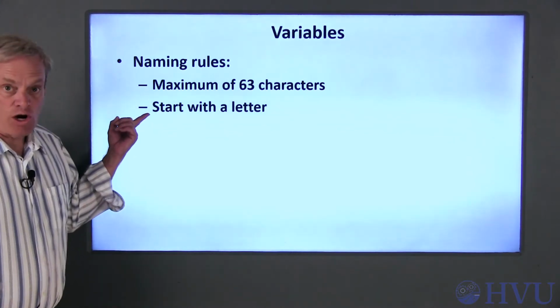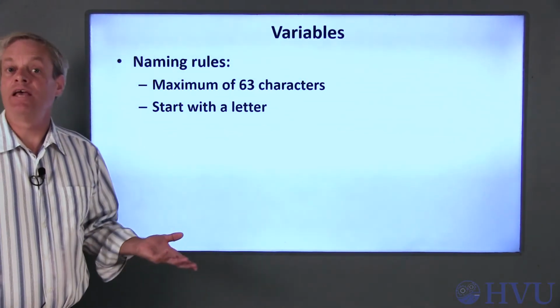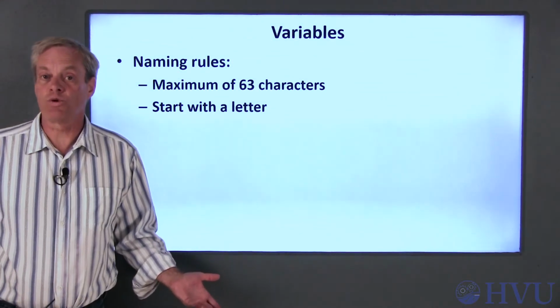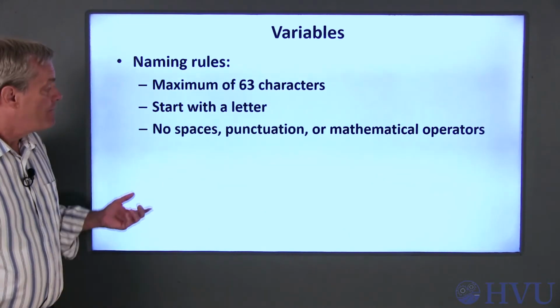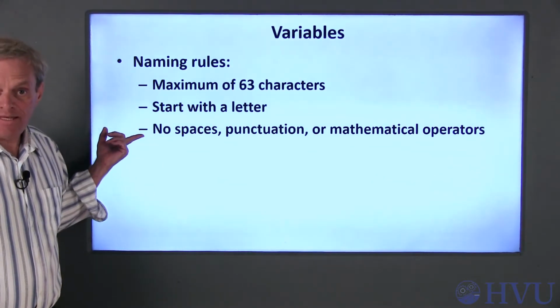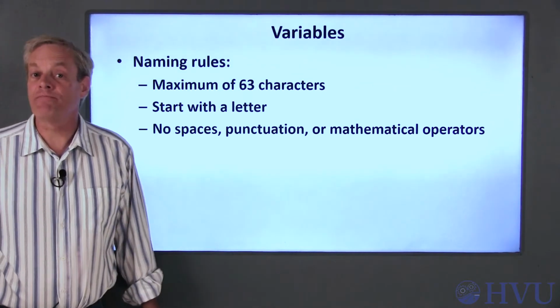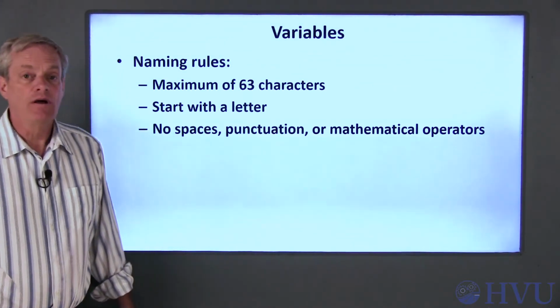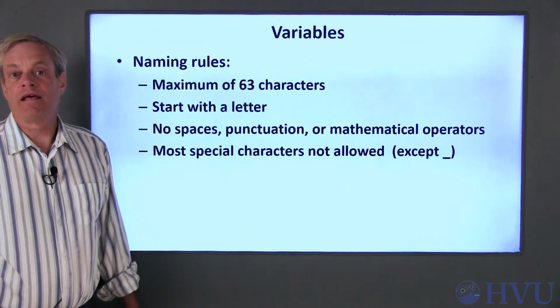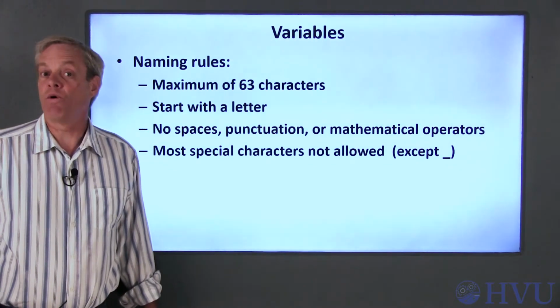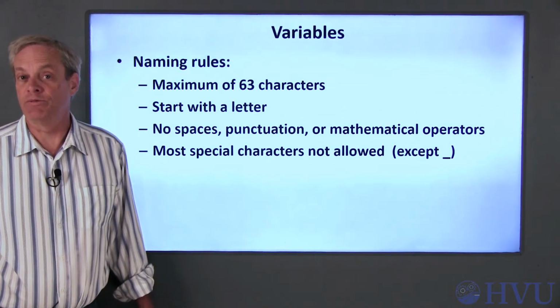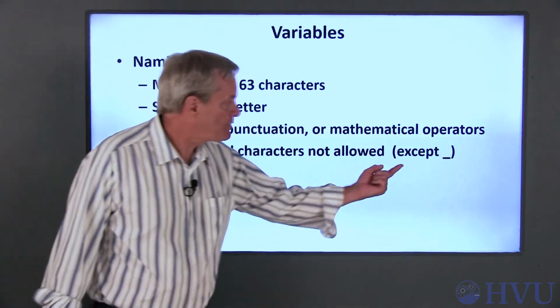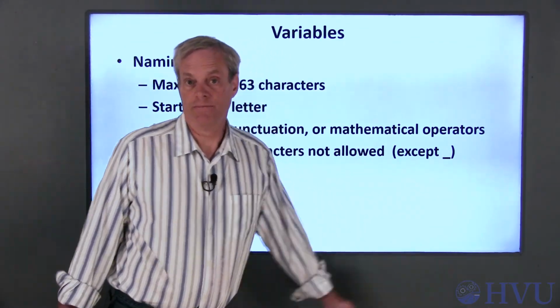Variable names should start with a letter. Other characters can be any combination of letters, numbers, or underscore characters. Variable names cannot contain spaces, punctuation, or mathematical operators. Most special characters, like %, $, and so on, are not allowed in variable names. One notable exception is the underscore symbol.